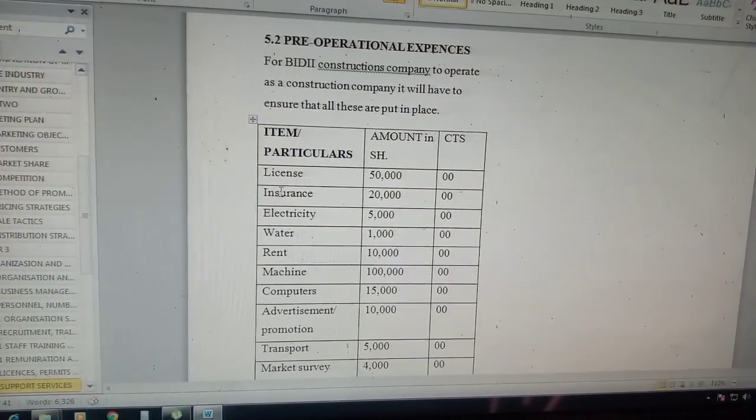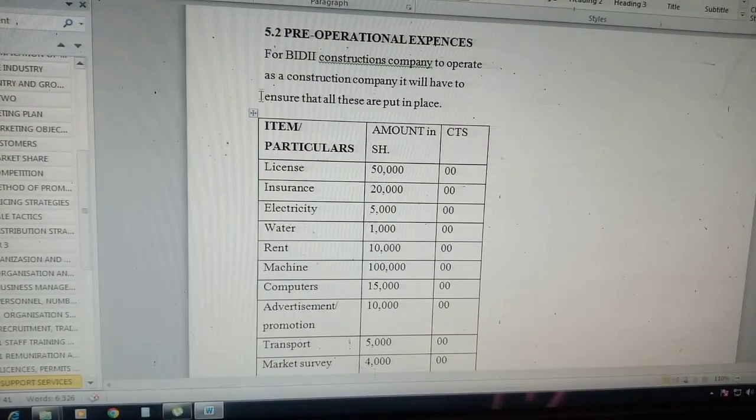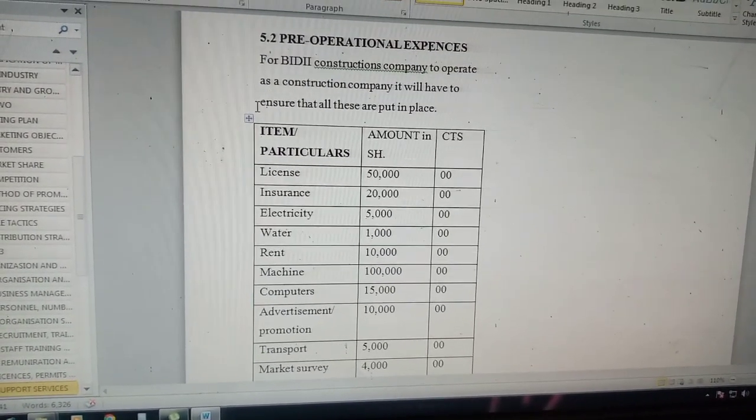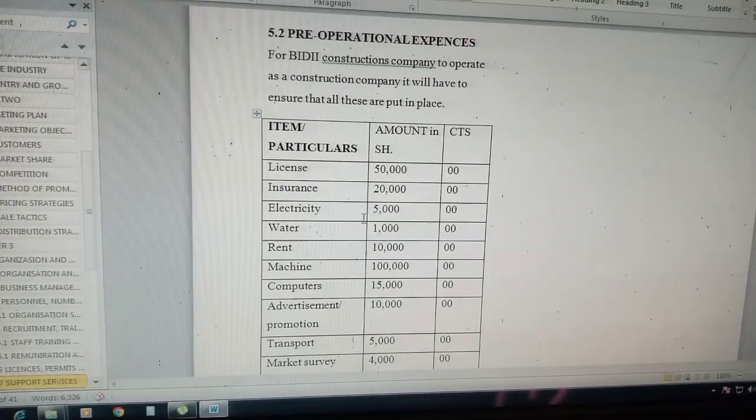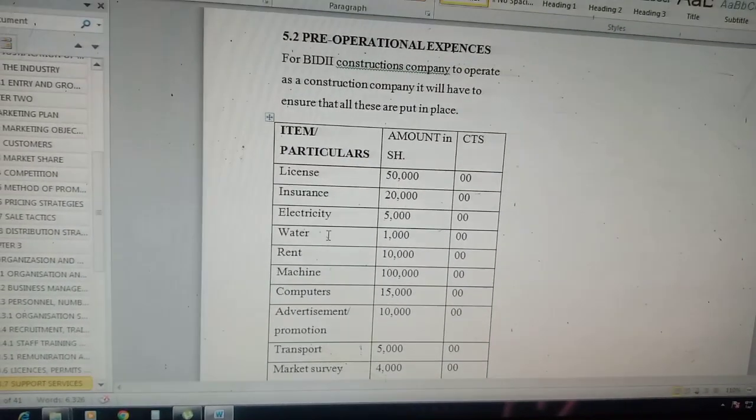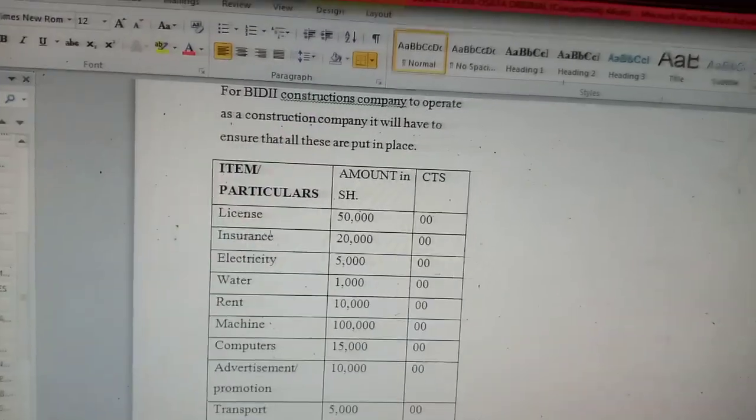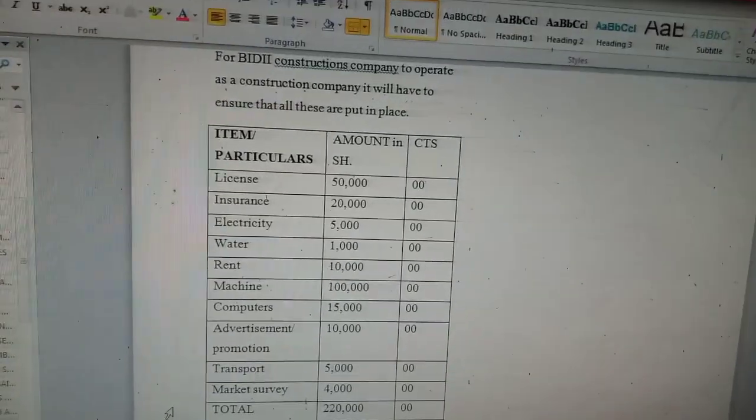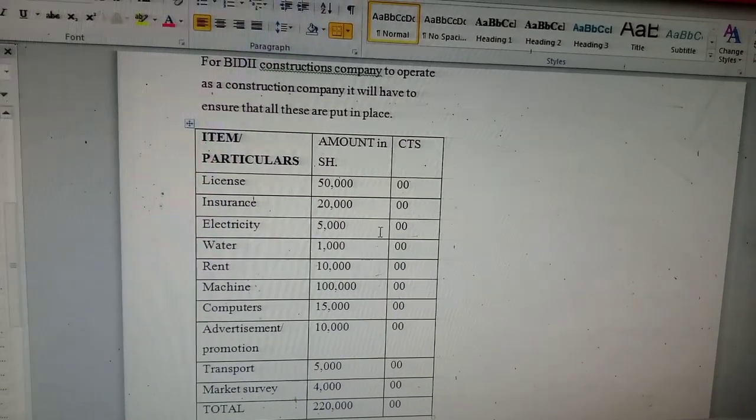Insurance, you had insured your business. Remember, in the support services, we had an insurance firm. So insurance will cost, the amount insurance will cost, electricity, each and every expense that you will have in your business, you'll have to capture. Yes, so you'll have to list all the expenses and the amounts they'll cost you.